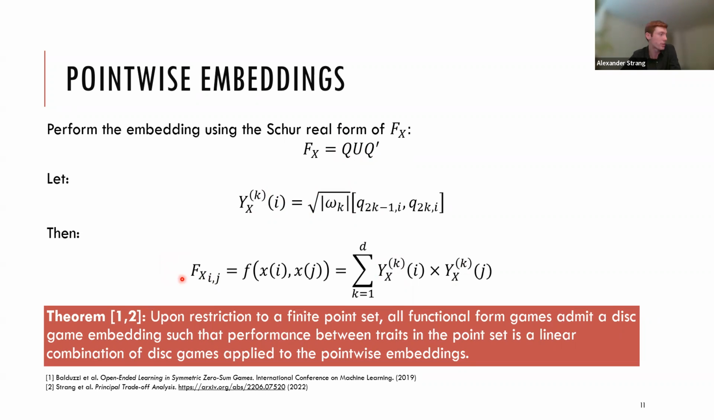so you recover back your original matrix. And so this tells us that upon restriction to a finite point set, all functional form games admit a disk game embedding, such that the performance between traits in the point set is a linear combination of disk games applied to the pointwise embedding. So essentially this says that if you're given pointwise data, this is always possible, and all that you need to do is perform the Schur decomposition.